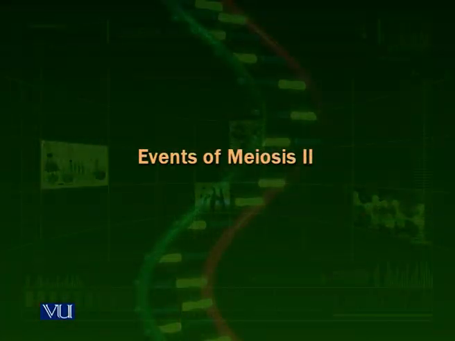Because meiosis is a continuous process. So when the nuclear division is complete, the cleavage furrow is formed, and when the cleavage furrow almost reaches the end, then the next nuclear division just starts. We call it meiosis 2.